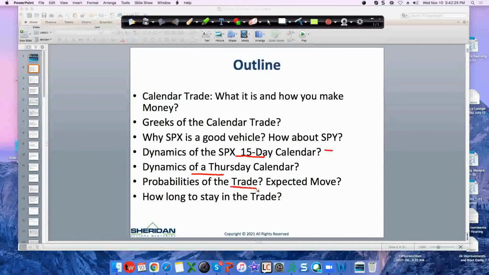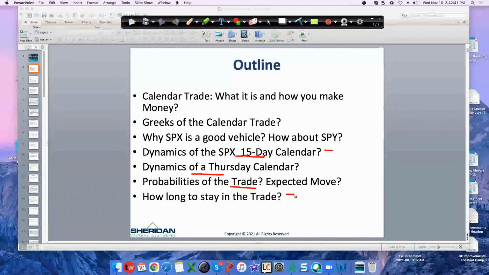Probabilities of the trade. Okay, I'm doing this calendar trade, which is usually an at-the-money trade. Does it make sense? What if I hold it to expiration? Does that work? How do I get the probabilities in the trade? How long will I stay in the trade?